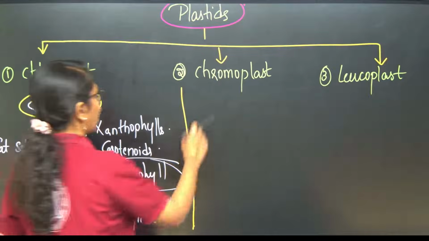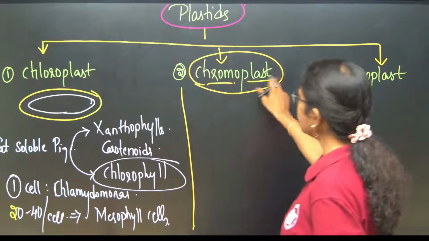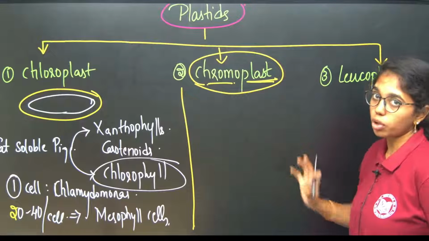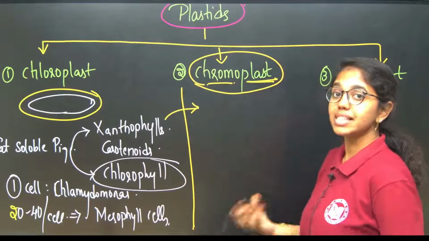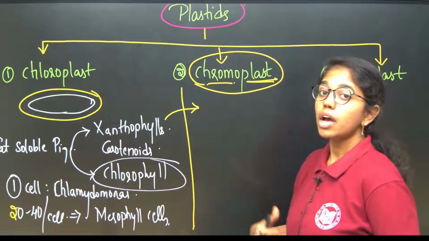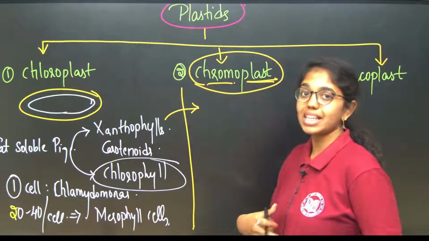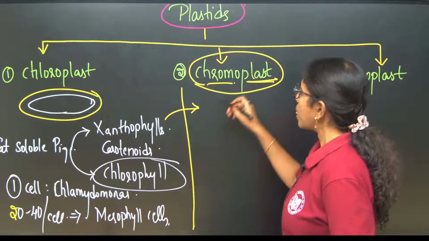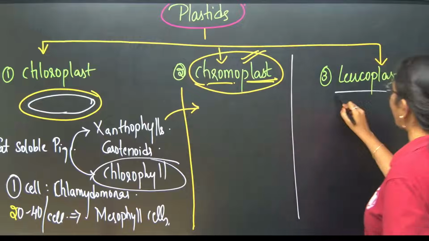Now chromoplast. Chromo means color, plast means plastid. Colored plastids are chromoplast. Different fat soluble pigments like xanthophylls, carotenoids, anthocyanins will produce different pigmentation of leaves. Even in leaves you can see diverse variety of colors. That is because of what? Chromoplast.